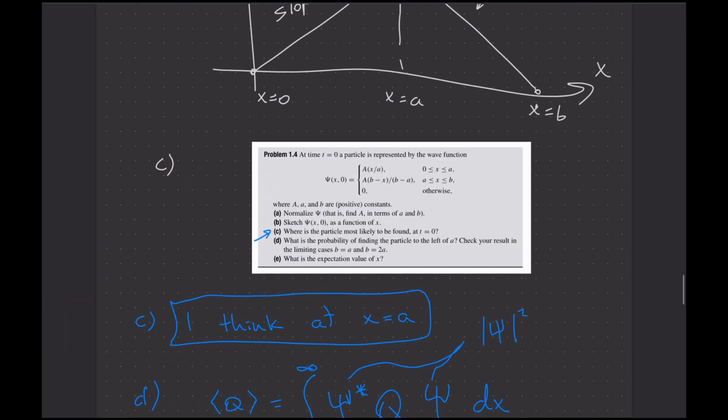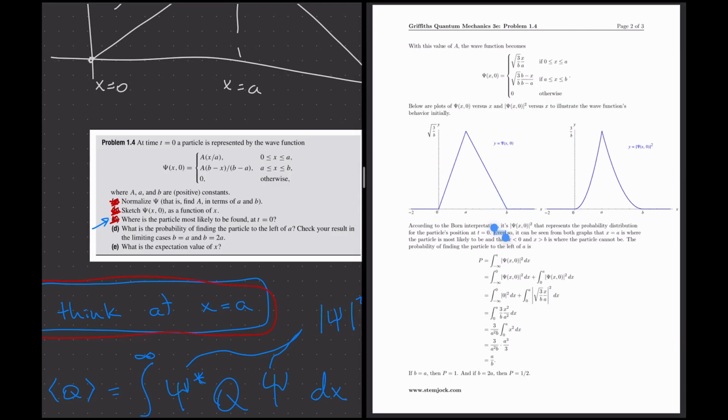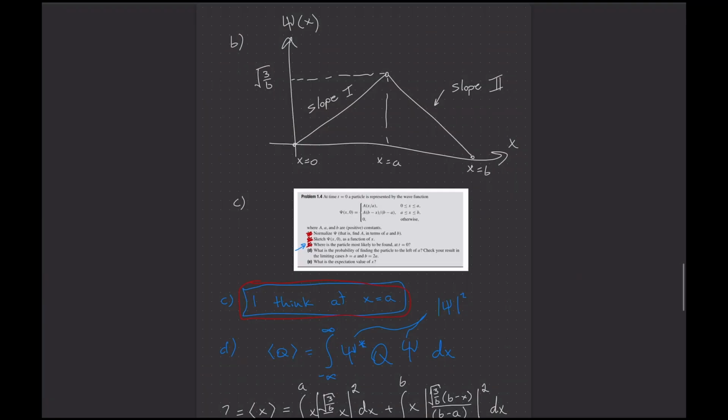Now we can go back. So what we have done is we normalized psi. So we found A. We did a sketch of psi. Where's the most likely place to find it? We did that over here. Actually, let's check if that's the right answer right now. Okay, here we can see from both graphs that x equals a is where the particle is most likely to be, and the particle cannot be here and here. So we got that problem right as well.